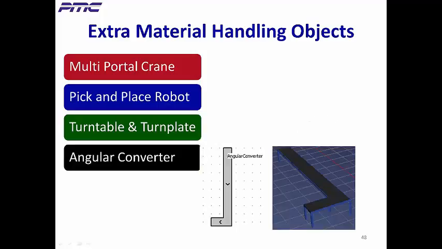The angular converter is another unique object that moves parts perpendicularly while maintaining the orientation of the part instead of rotating it as in a regular perpendicular move on a conveyor. It moves along its length in one direction and its width in the other. I recently had a project that had several of these on the plant floor, including different speeds to move in the two directions. Without this object, I would have had to resort to modeling tricks or make a custom object to simulate this.